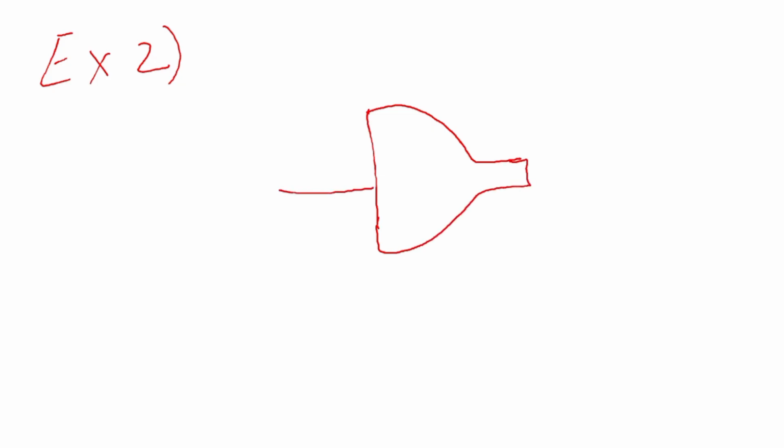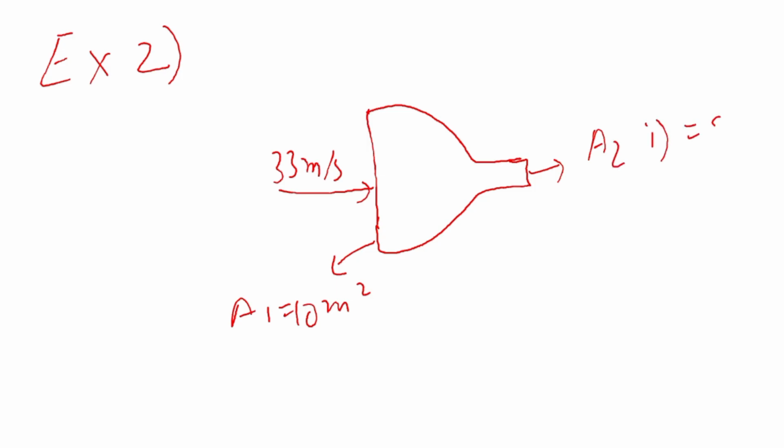So you have this air coming at 33 meters per second. This cross-sectional area is 10 meters square, sorry, my bad, not 5. This outlet area has 3 cases. The first one is 5 meters square. The second one is 2 meters square. And the third one is 1 meter square.